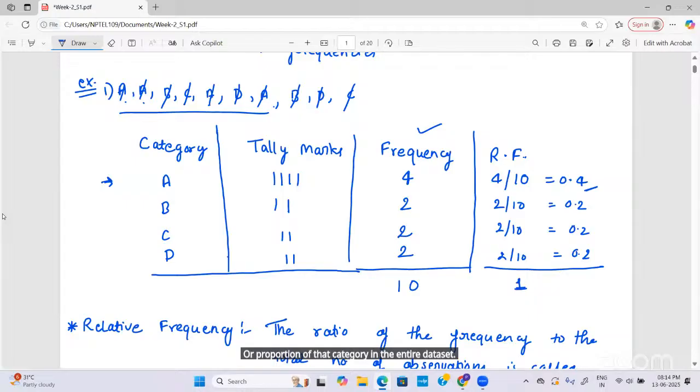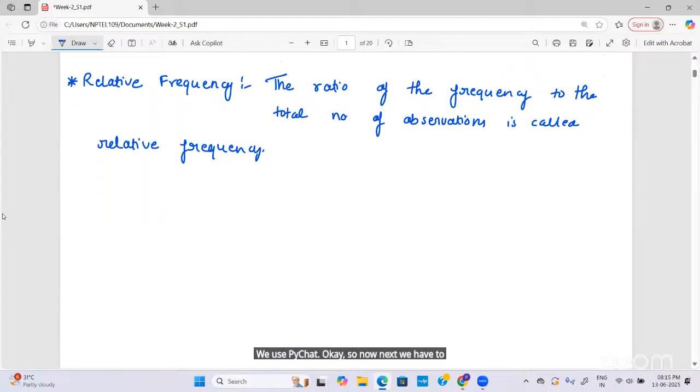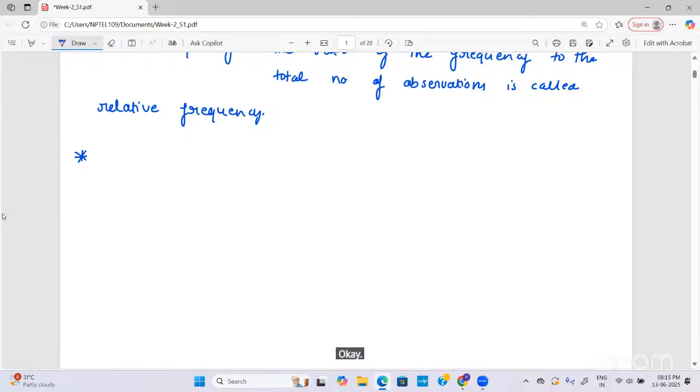Ma'am, but why is relative frequency not often used in the bar chart? So see, we will see these things as well. If you want to know the proportion or relative frequency, in that case, we use pie chart instead of bar chart. If we are interested in the proportion or percentage, we use pie chart. Okay, so next we have to see the charts. In a pie chart, is it always relative frequency, or can we use frequency also? Okay, let me discuss all these things.